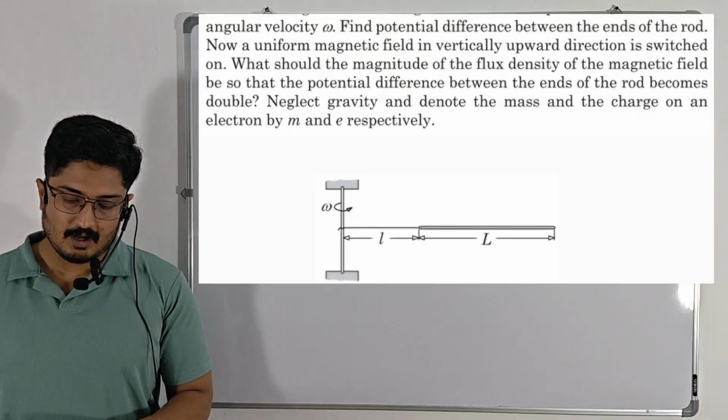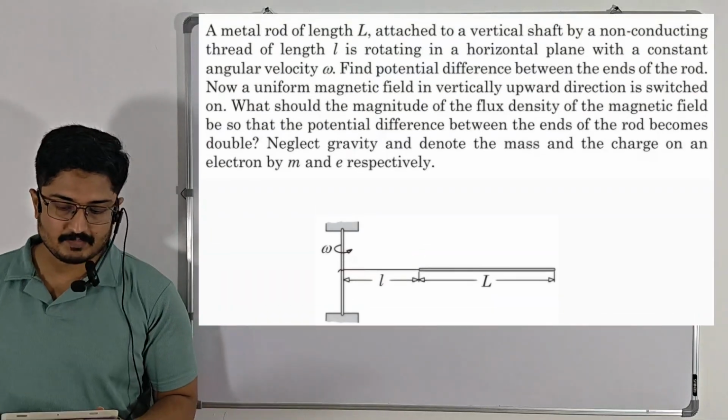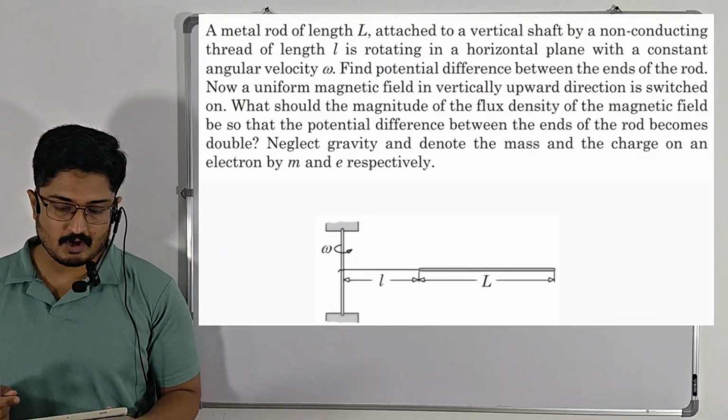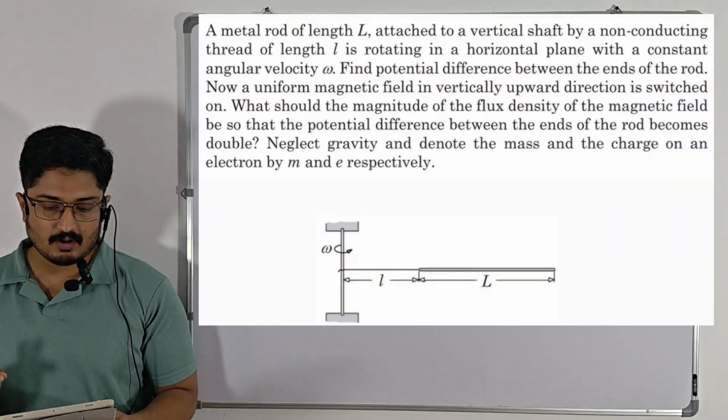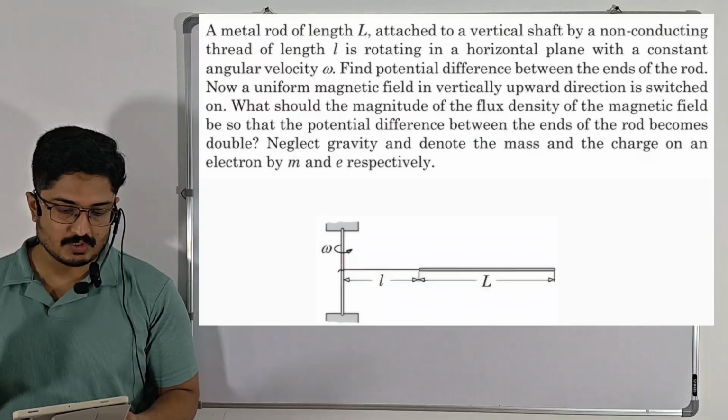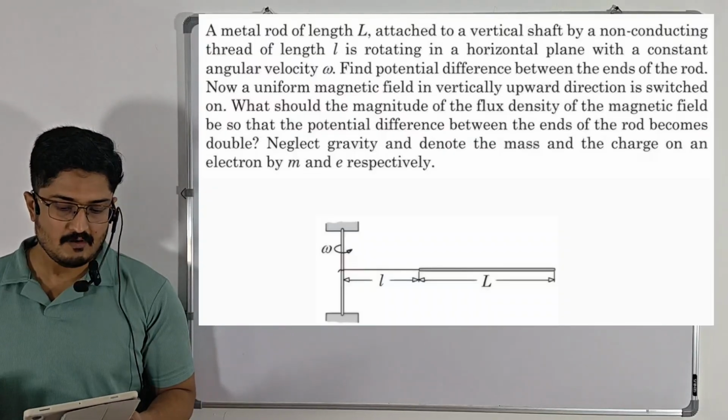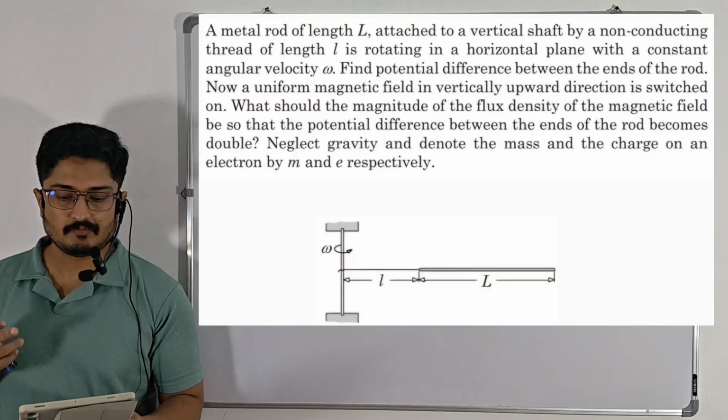It says that a metal rod of length L, attached to a vertical shaft by a non-conducting thread of length small l, is rotating on a horizontal plane with a constant angular velocity omega. Find the potential difference between the ends of the rod.